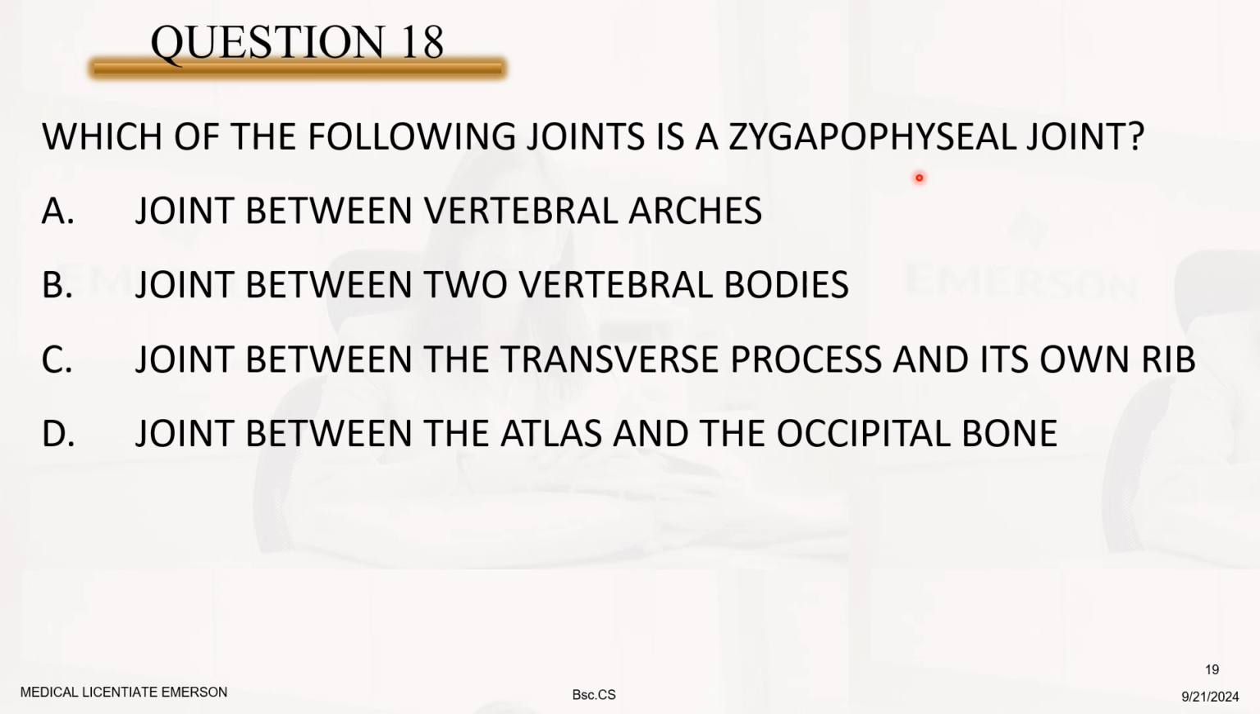Then, which of the following joints is a zygapophyseal joint? A, the joint between the vertebral arches; the joint between two vertebral bodies; the joint between the transverse process and its own rib; the joint between the atlas and the occipital bone. Which one is the zygapophyseal joint? The answer for this one is A, the joint between the vertebral arches.